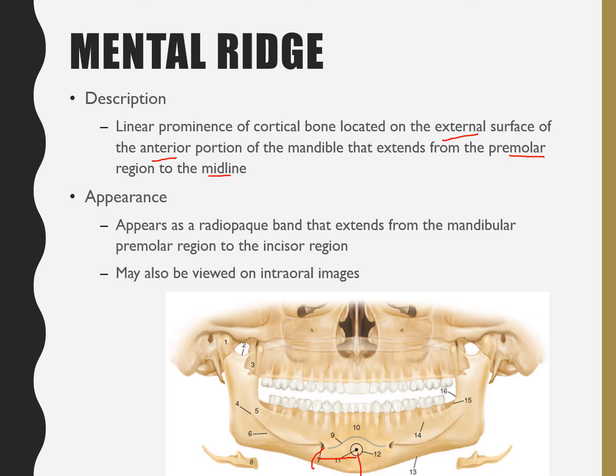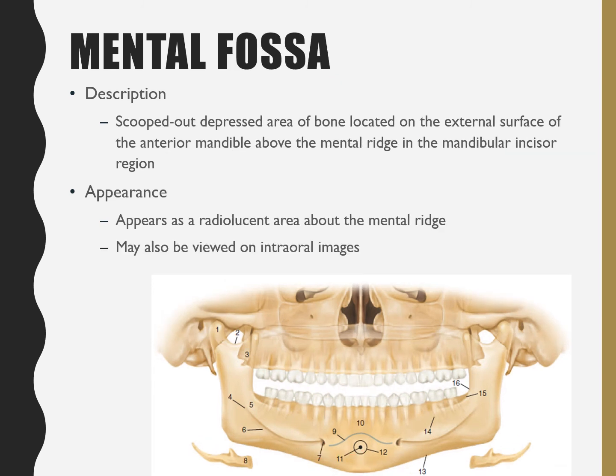And it appears as a radiopaque band because it's made of bone that extends from the mandibular premolar region to the incisor region. So the mental ridge is the bony part of our chin, right? It starts all the way on the side and comes to the center. You can see it on your intraoral images, which we have talked about. A ridge means a prominence of bone that works in a line, so keep that in mind. Anytime we see mental, we're talking about the chin area, and a ridge is a linear prominence of bone.